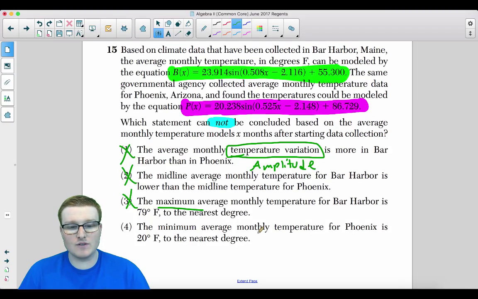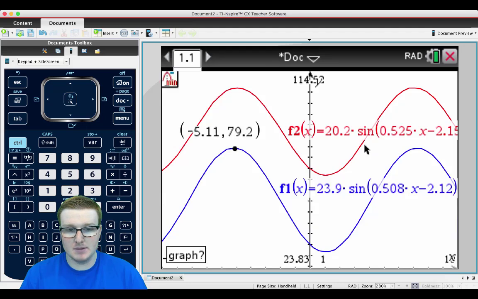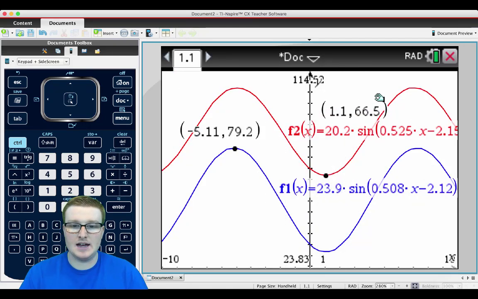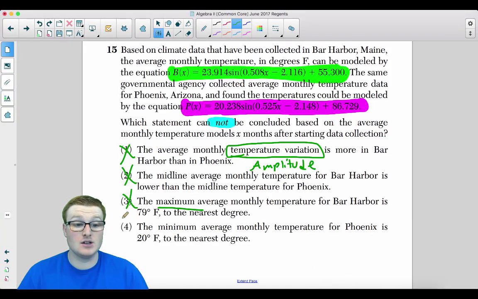Take a look at choice 4. The minimum average monthly temperature for Phoenix is 20 degrees Fahrenheit to the nearest degree. We'll go to Menu, Analyze Graph, Minimum. Click on the red graph, click on the minimum point, and as you can see, the minimum is 66.5 degrees. I don't know where they're getting 20 degrees Fahrenheit from. So that is your answer.